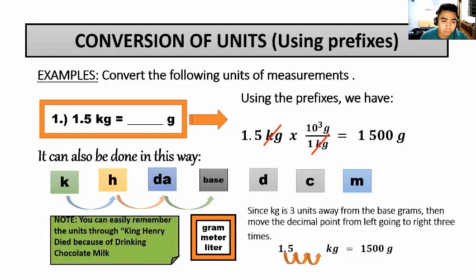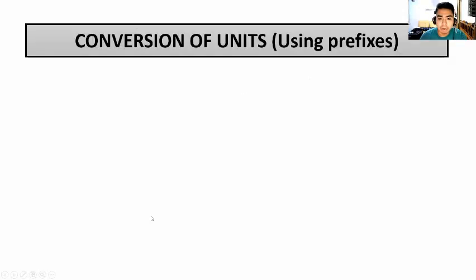So note, you can easily remember the units through, we have King Henry died because, yung base natin, because of drinking chocolate milk. So yan yung kanyang acronym para mas madali nating makabisado. King Henry died because of drinking chocolate milk. So another example.